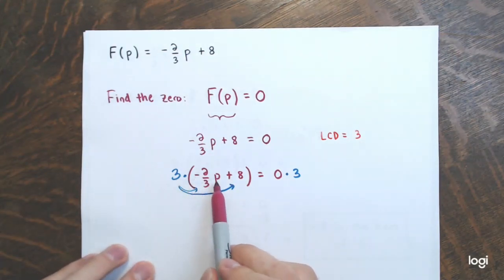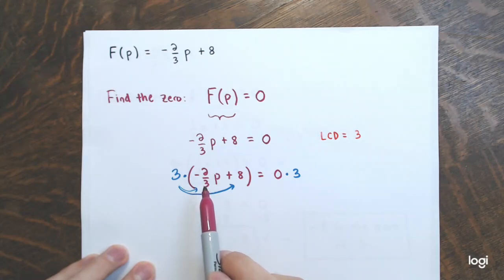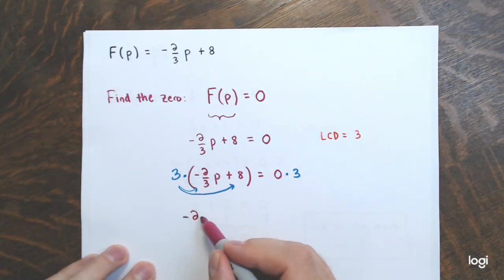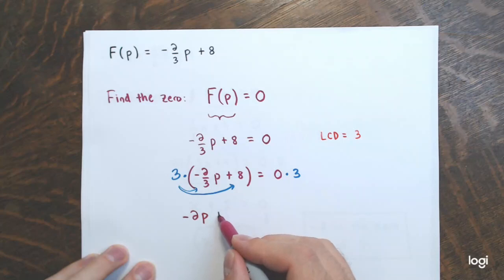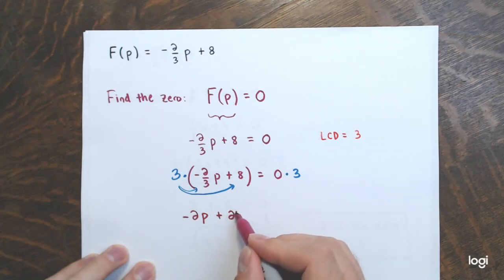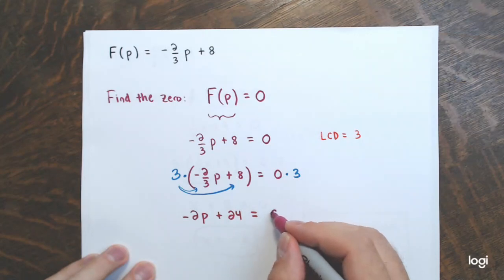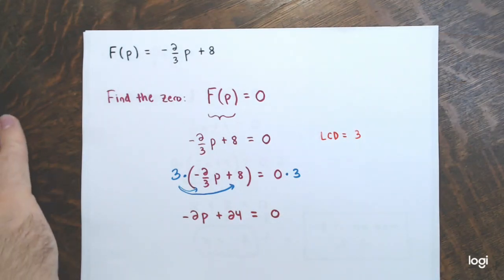Now when I multiply the first term, you see the 3's canceling. There's 3 in the denominator, 3 in the numerator. Those divide out to be 1. So all I'm left with is negative 2p. There's only negative 2 and a p left over as factors in that first term. Plus 3 times 8 is 24. And then the other side, 0 times 3 is still just 0. And now it's a nicer looking equation without fractions.